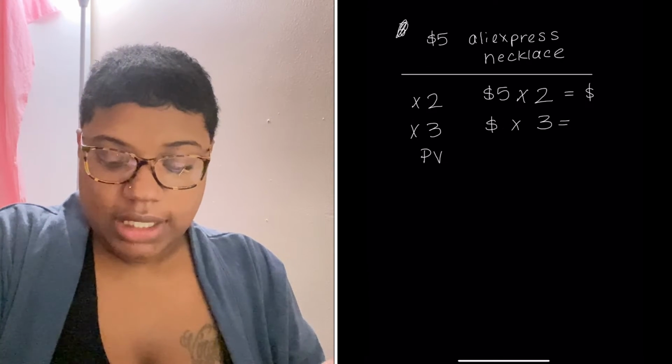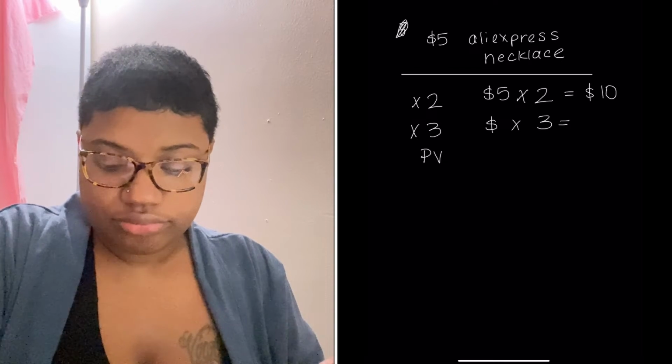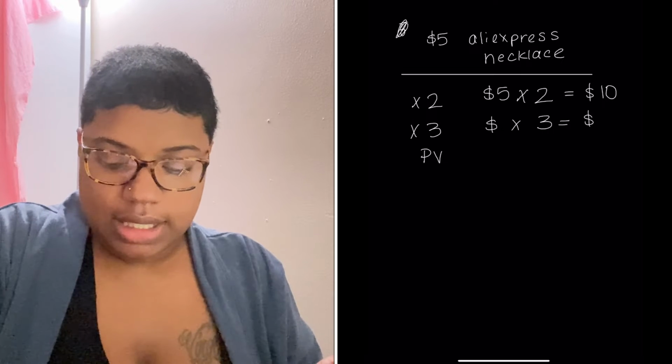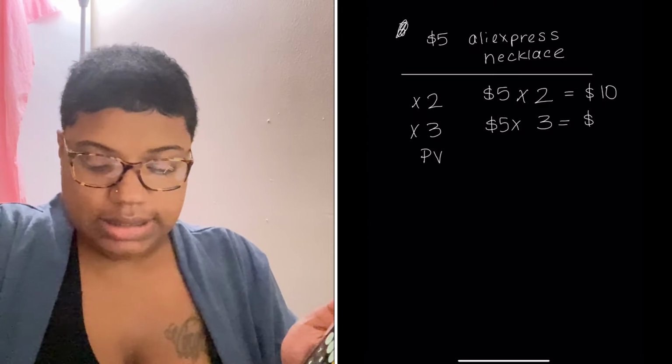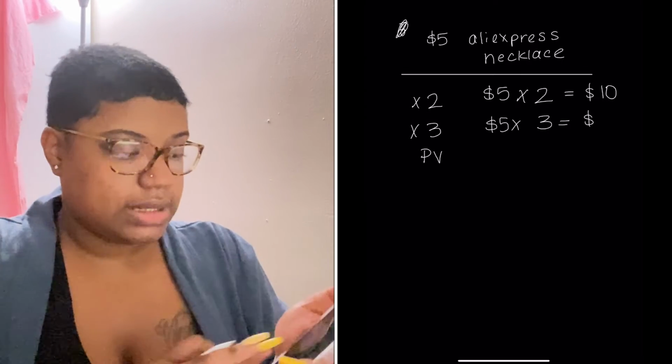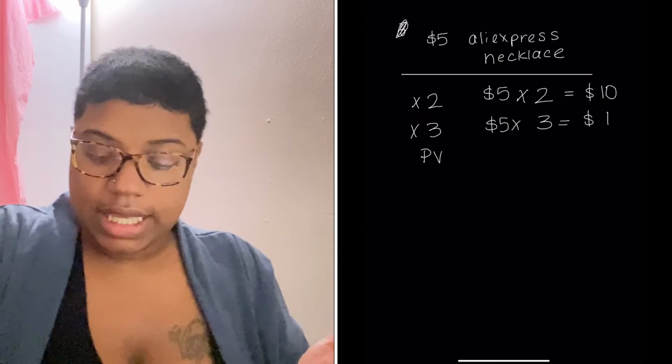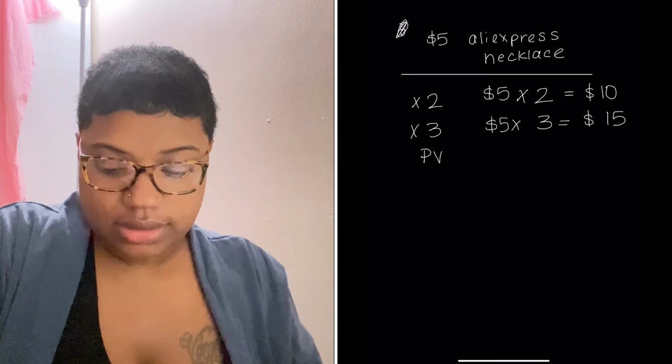So if I mark that necklace up by 2, which will be double the price, it will be $10. If I decided to mark this same $5 necklace up by 3, it will be $15.